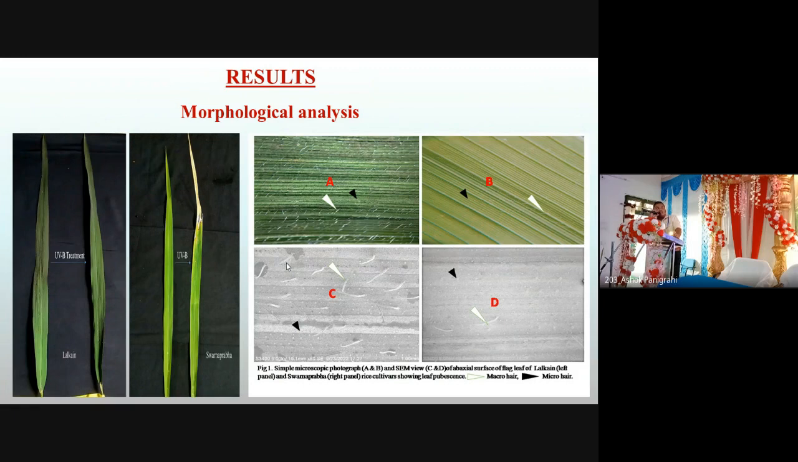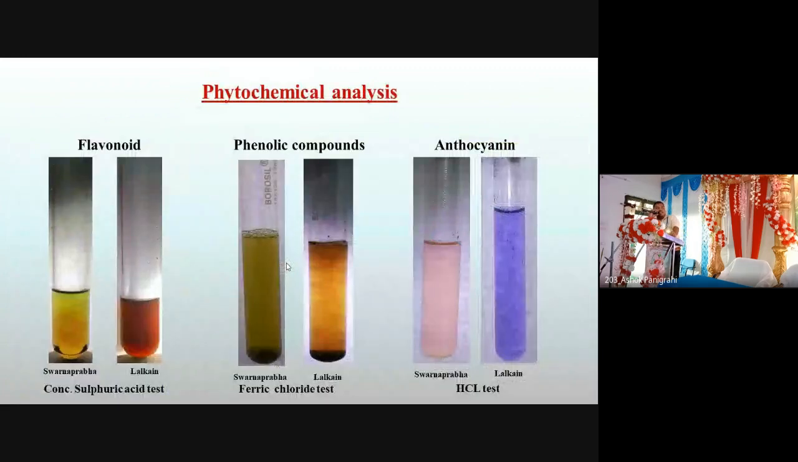Whereas in the case of B and D, which are the simple and scanning electron microscope views of the high-yielding Swarnaprabha variety, it has a very negligible amount of pubescent hair, which indicates its sensitivity towards UV radiation. After the morphological analysis, we focused on the various phytochemical analyses.